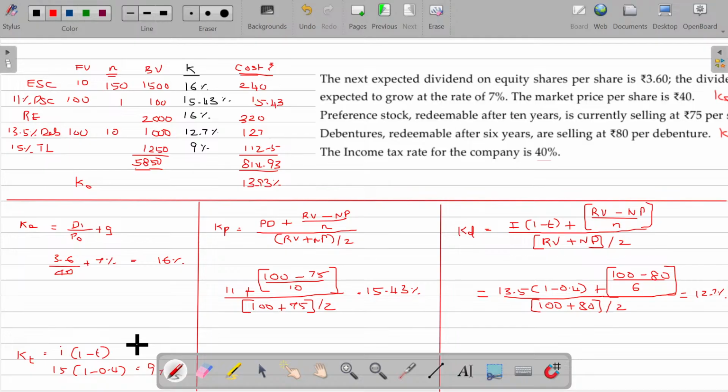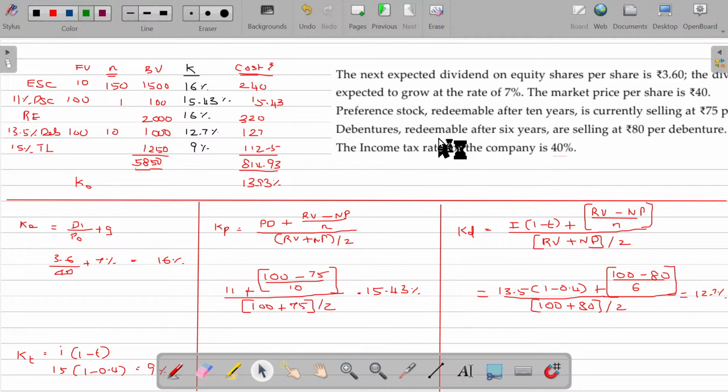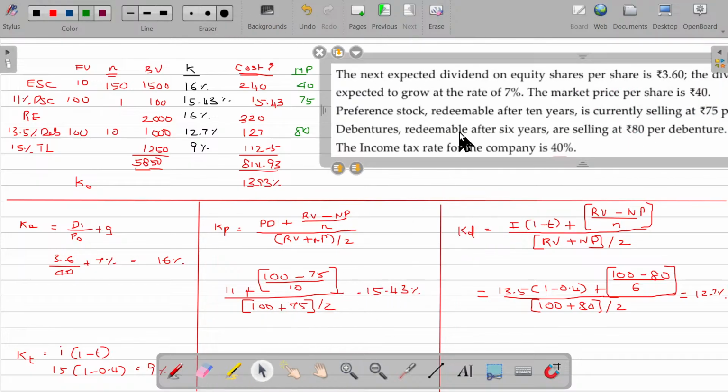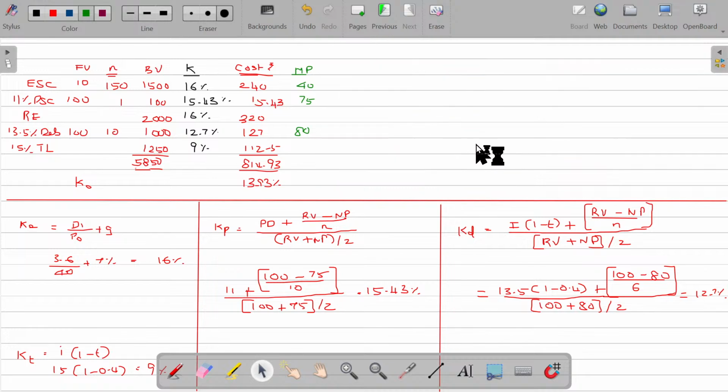Now, in case if you want to calculate under market value approach, how will this be? Now, market price. For equity share, today's market price is 40. Preference share saleable at 75. Debenture saleable at rupees 80. Is that okay? So if you take the market value and calculate the overall investment based on the market value, that is called market value approach.